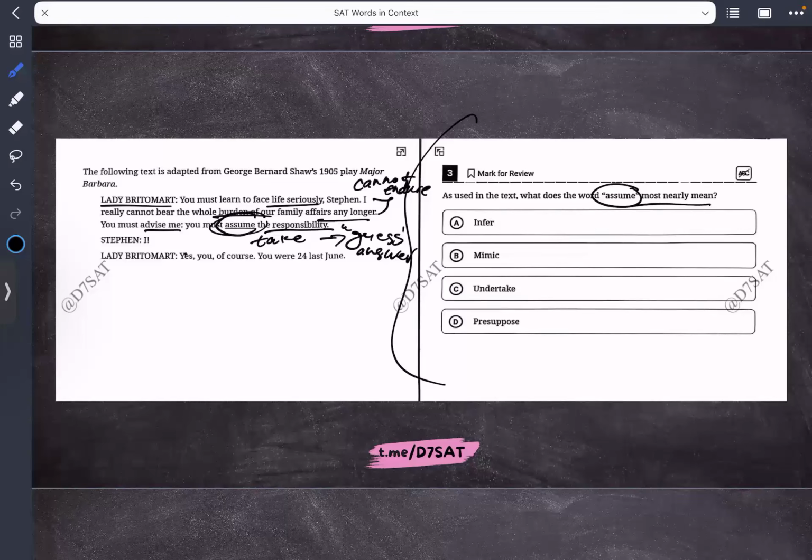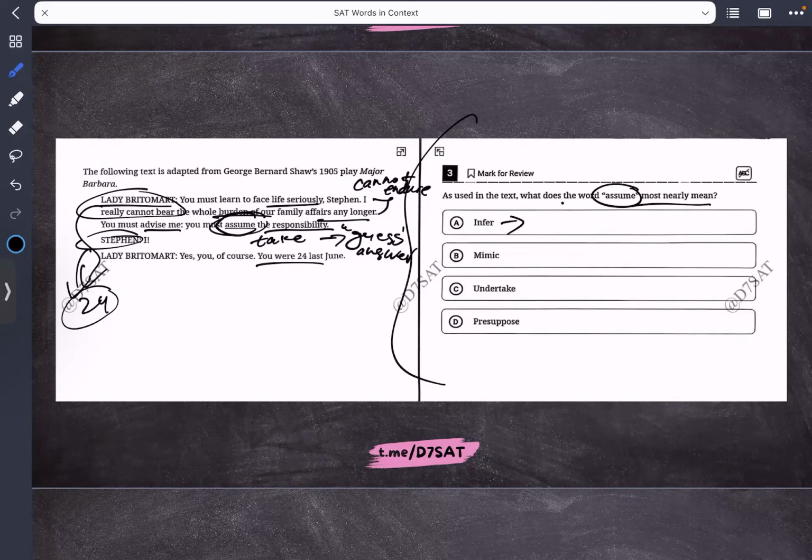"Assume the responsibility." Stefan says, "I already brought smarts. Yes, of course, you were 24 last June." So Stefan has already turned 24, and then Lady Britomart is saying that he should take the responsibility, or assume the responsibility. Let's take a look at the options.